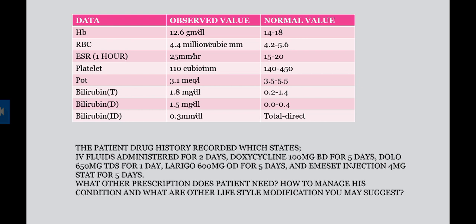Okay, here we can see the observed lab results of the malarial patient with the patient's drug history recorded, which states that IV fluids were administered for 2 days, doxycycline 100 mg for 5 days, Dolo 650 mg TDS for 1 day, Larago 600 mg for 5 days, and Amisat injection 4 mg for 5 days. Now, what other prescription does the patient need, how to manage his condition, and what other lifestyle modifications may you suggest for this type of malarial patient?